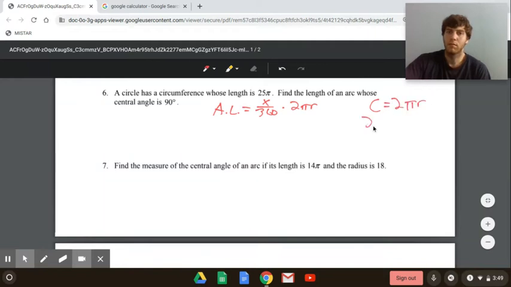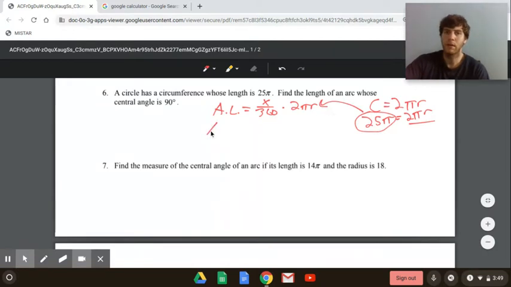So 25 pi equals 2 pi r. Okay, you can either solve for the radius and substitute it in, or we know that 25 pi equals 2 pi r, so you can substitute this whole thing in for your circumference.